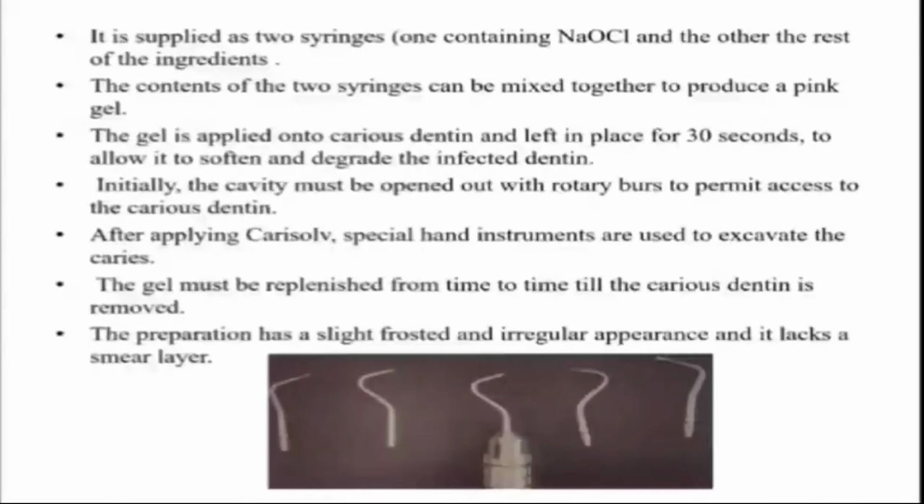And next one is the treatment. Here also, establishment of drainage, and once the symptoms subside, then the root canal treatment can be performed.